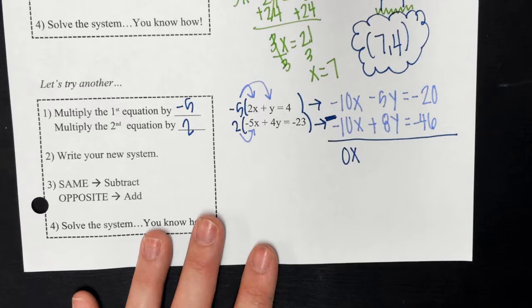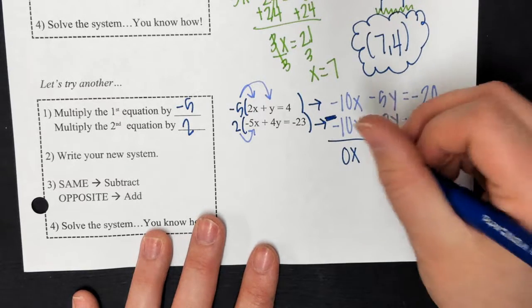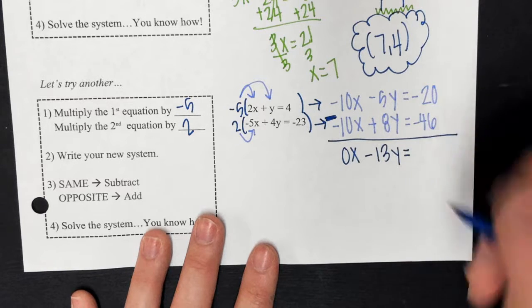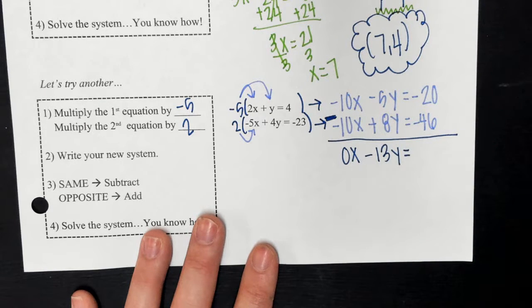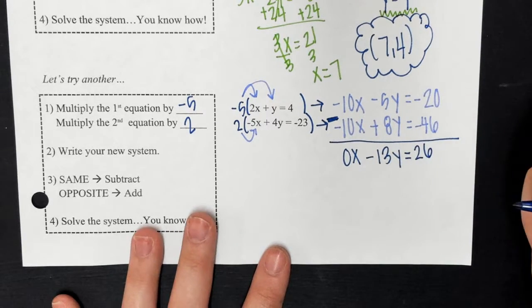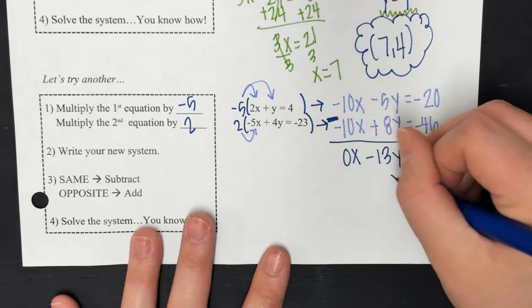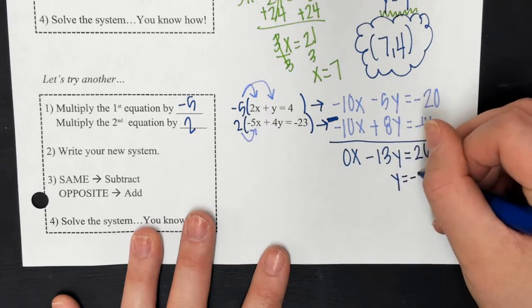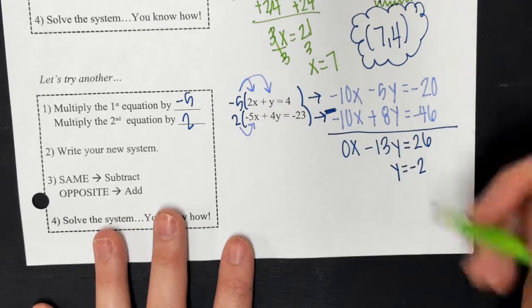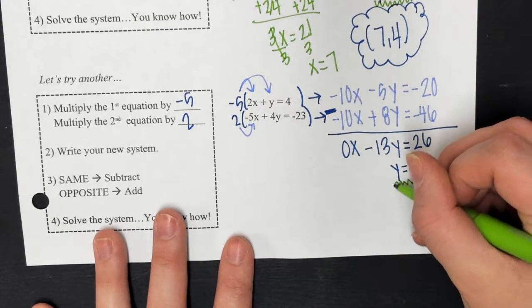Negative 5 minus 8. Negative 14. 13. Negative 20 minus negative 46 is 26. 26. Divide everything by negative 13. You get y is equal to negative 2. Okay? Y is equal to negative 2.